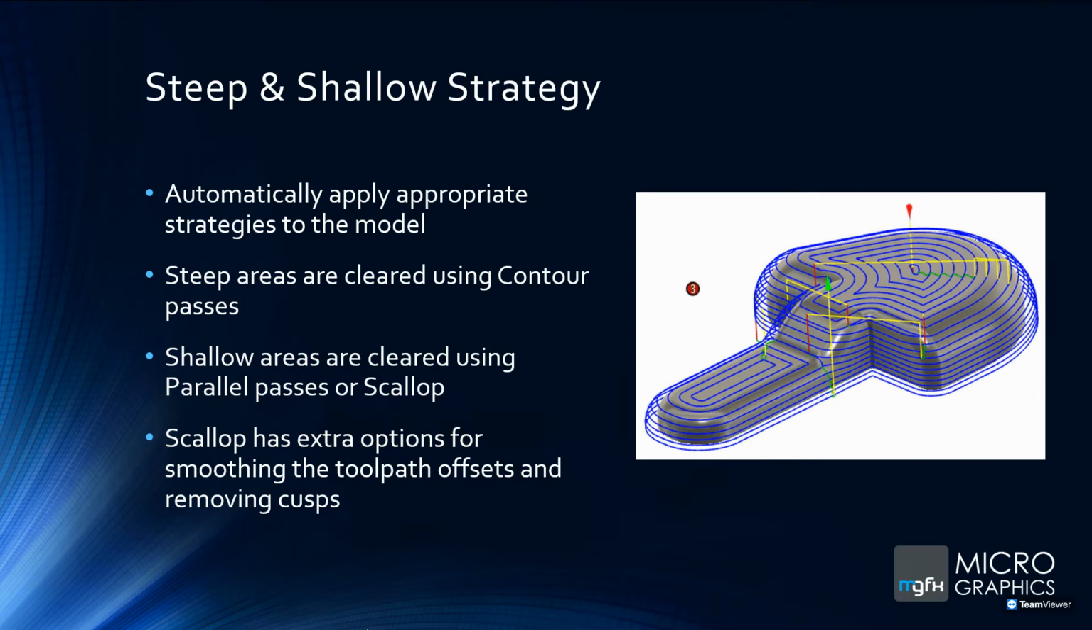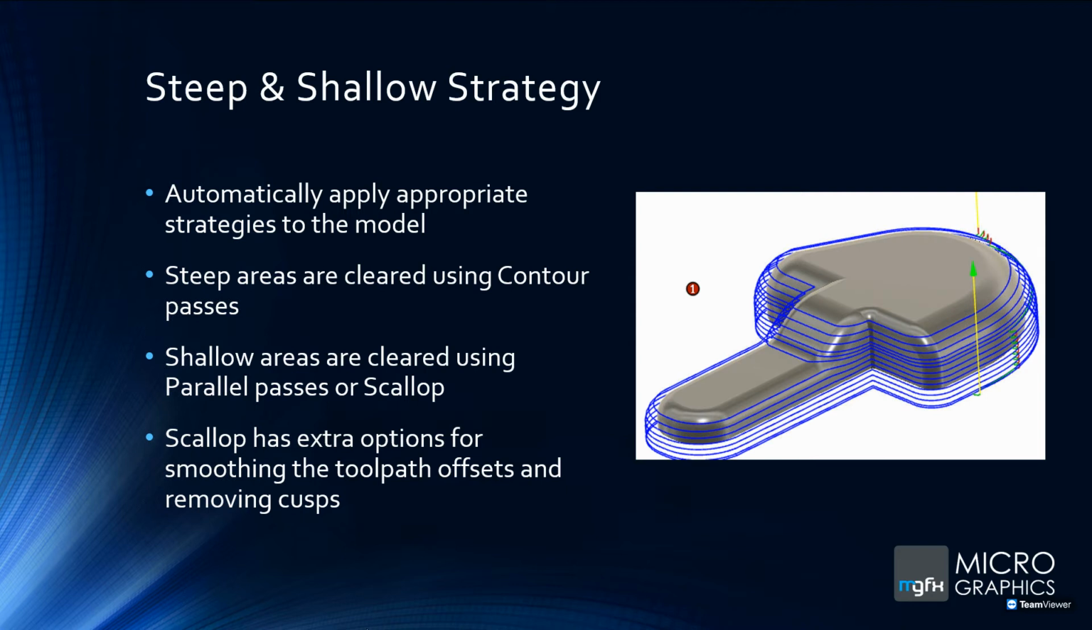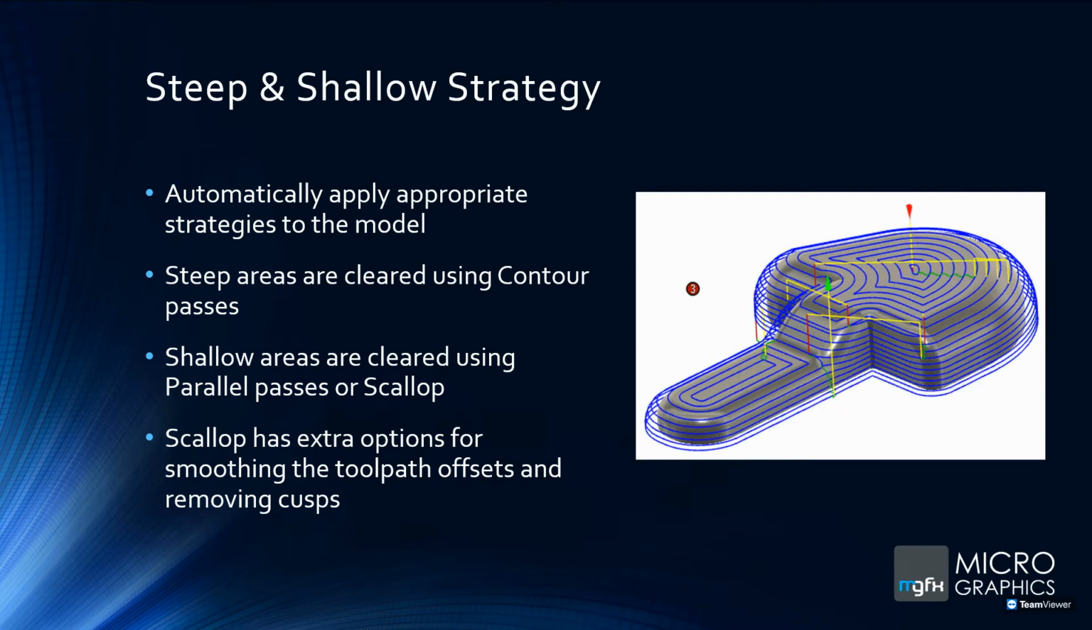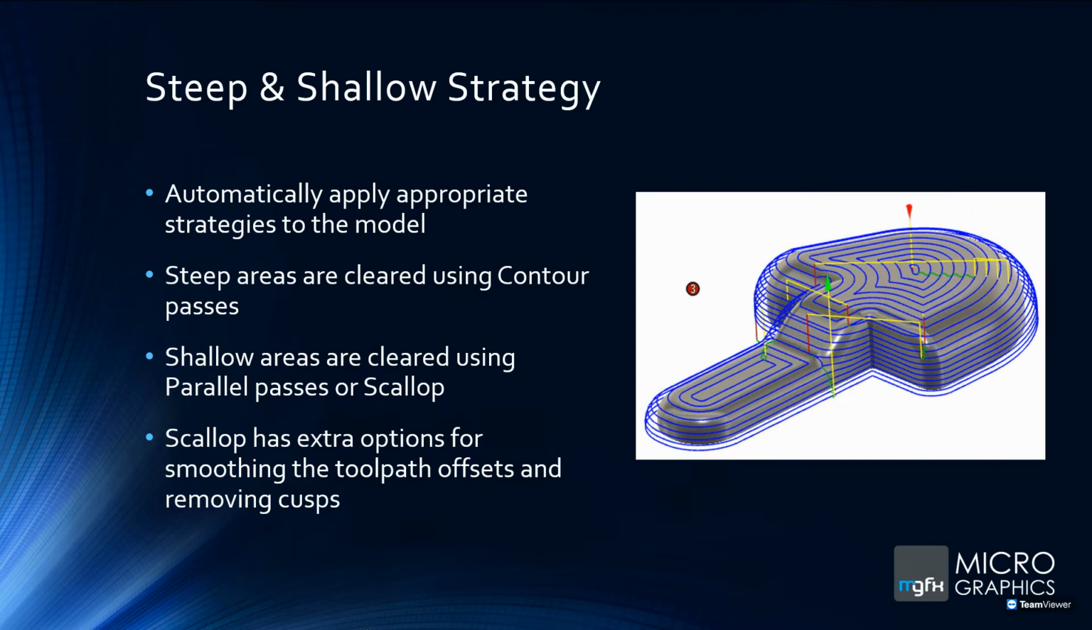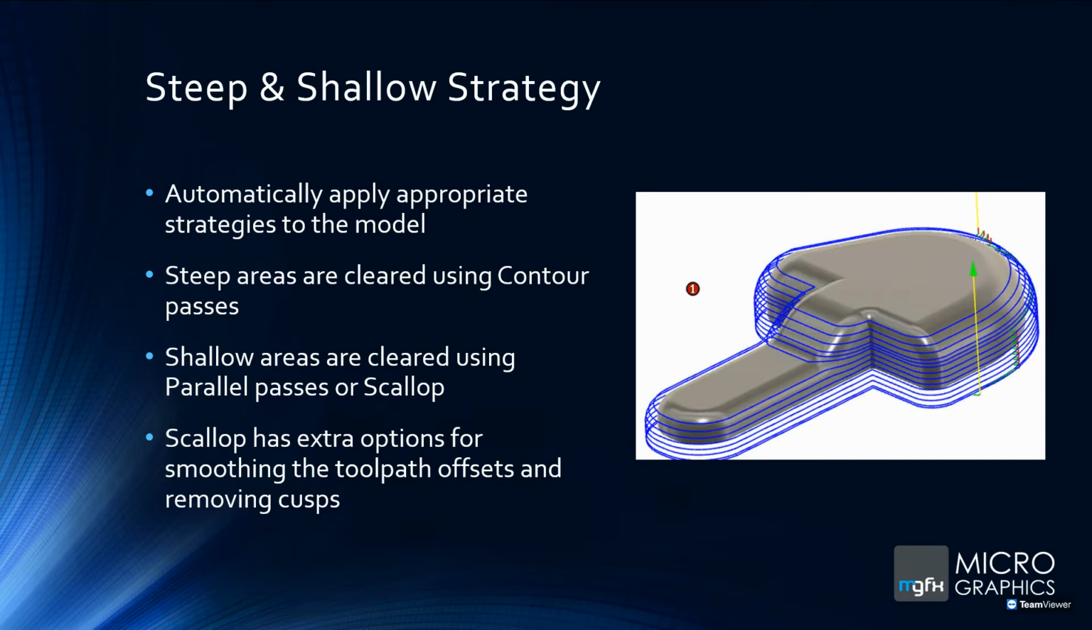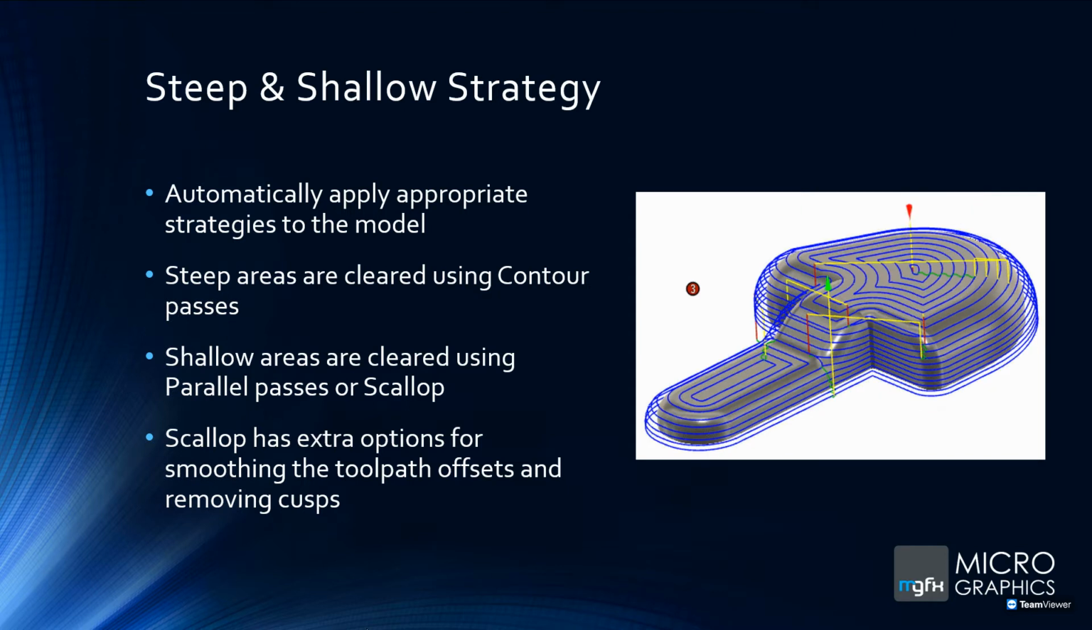So those steep areas, if we look at the image on the right, there is a contour pass which will do a contour around the component and then step down and do the next contour around the component. And then shallow areas are cleared out or finished off either with a parallel or a scallop strategy. So you can actually choose between the scallop or parallel strategy.